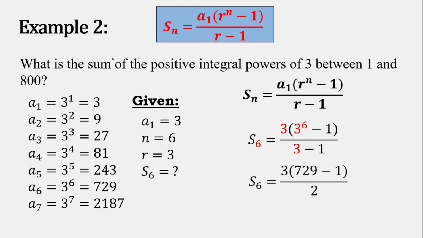3 raised to 6 is 729, and 3 minus 1 is 2. Then 729 minus 1 multiplied by 3 divided by 2 is 1,092. So this will be our final answer.